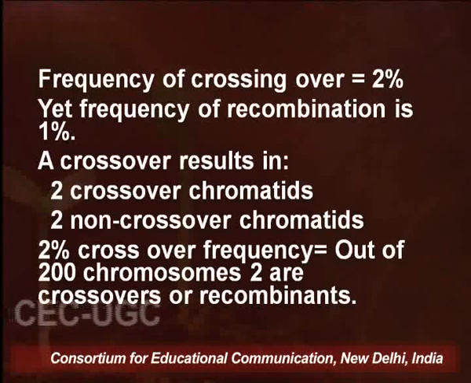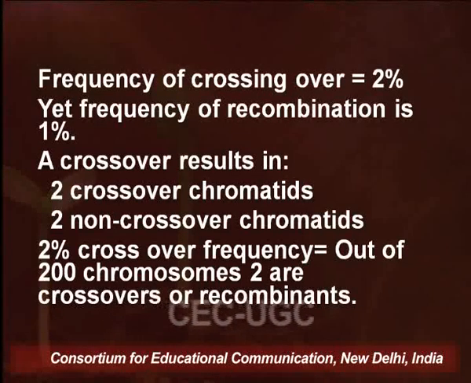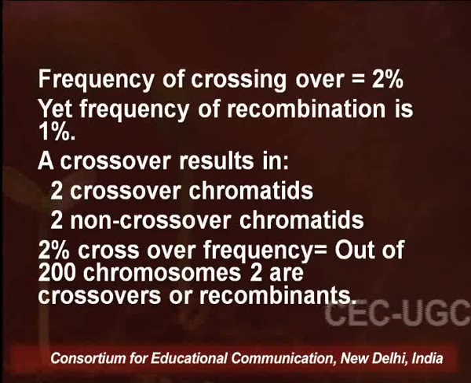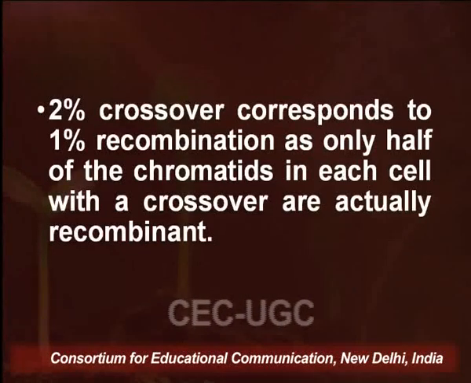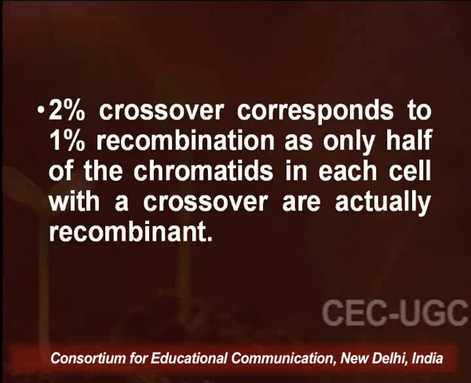So, that means 2% crossover frequency means out of 200 chromosomes, 2 are crossovers or recombinants. 2% crossover corresponds to 1% recombination here. Why? As I said before, and as you saw in the diagram, only half of the chromatids in each of the cell with a crossover are actually recombinant. So, here we find that 2% crossover is equivalent to 1% recombination.